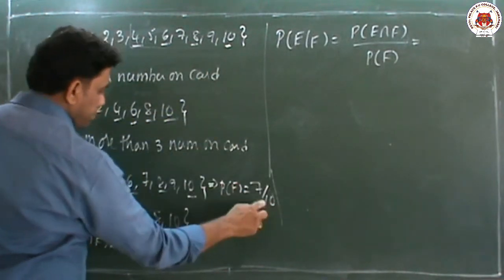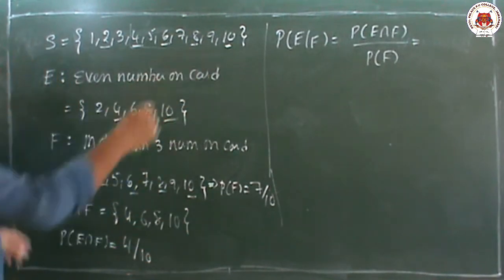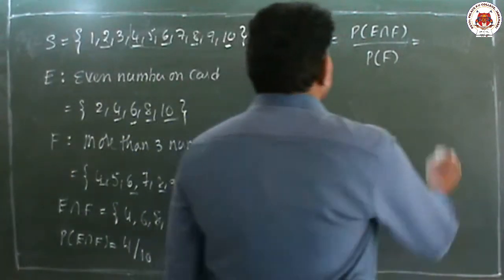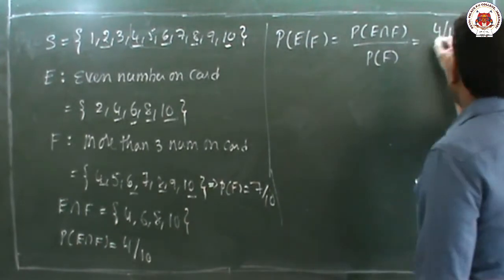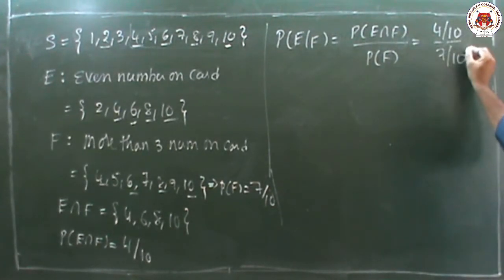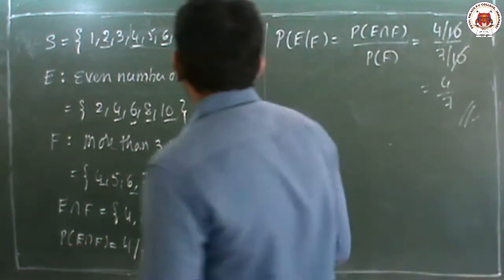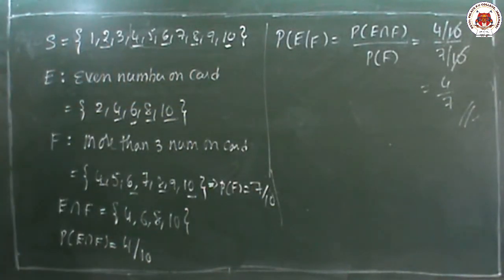So this is 7 by 10, and this is 4 by 10. That's why I said don't cancel. If you don't cancel, it's easy to solve here. So P of E intersection F value is 4 by 10 and P of F value is 7 by 10. The 10s cancel. Then what is the answer, children? The answer is 4 by 7. In this way, we will find the probability.